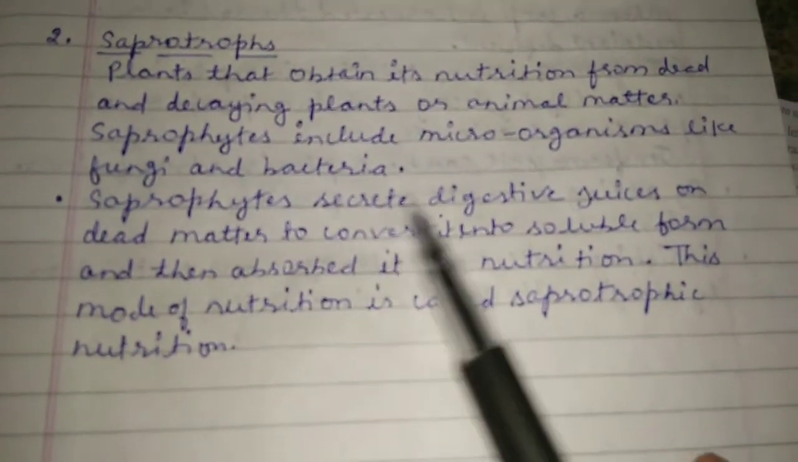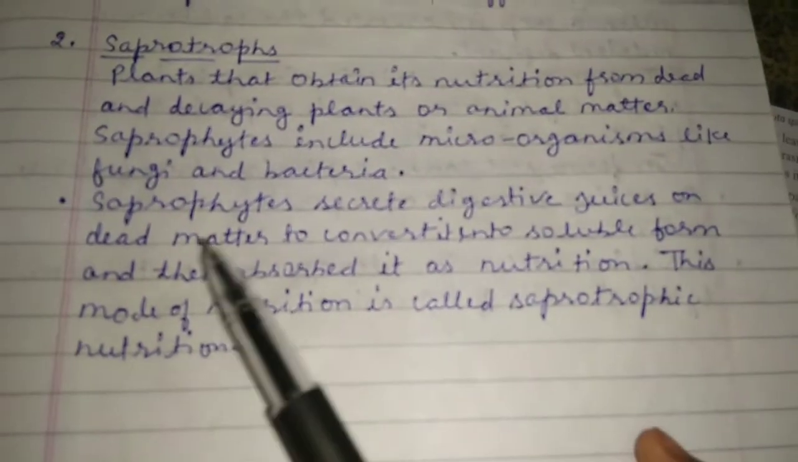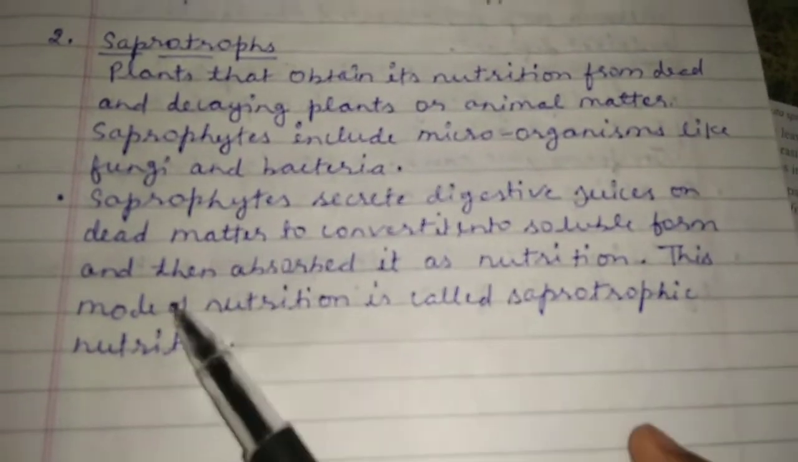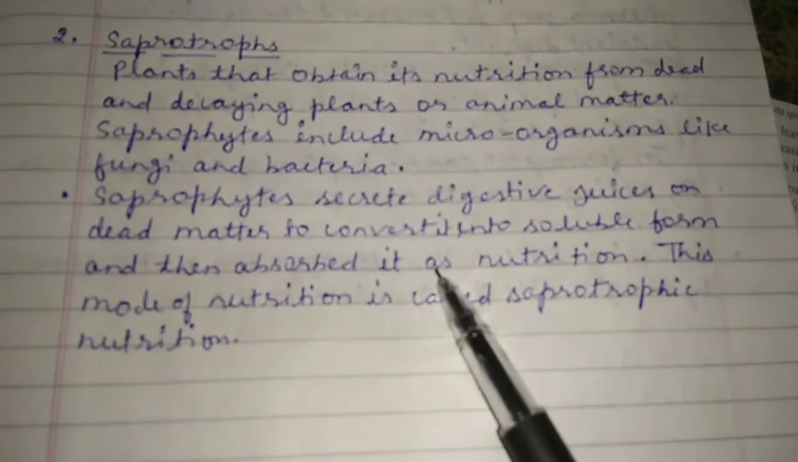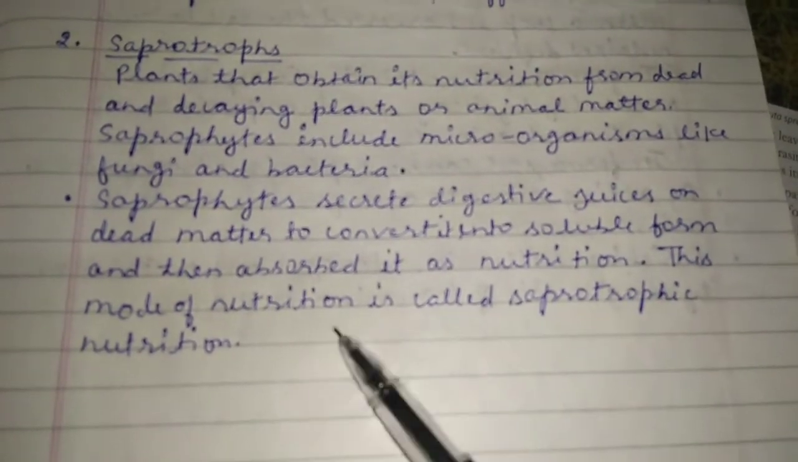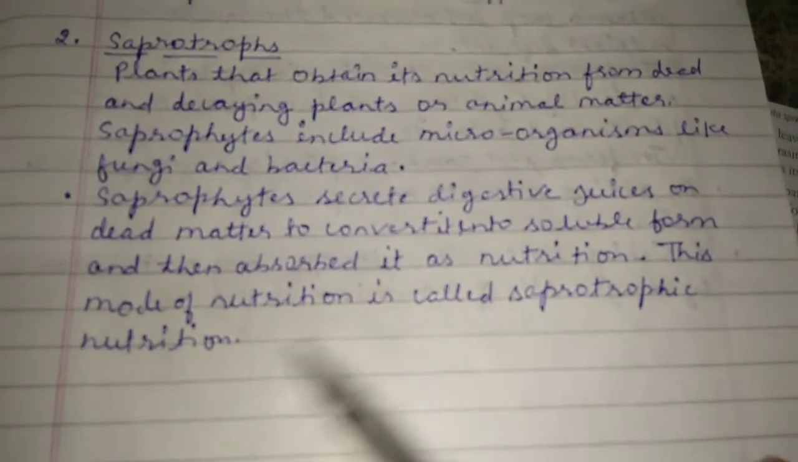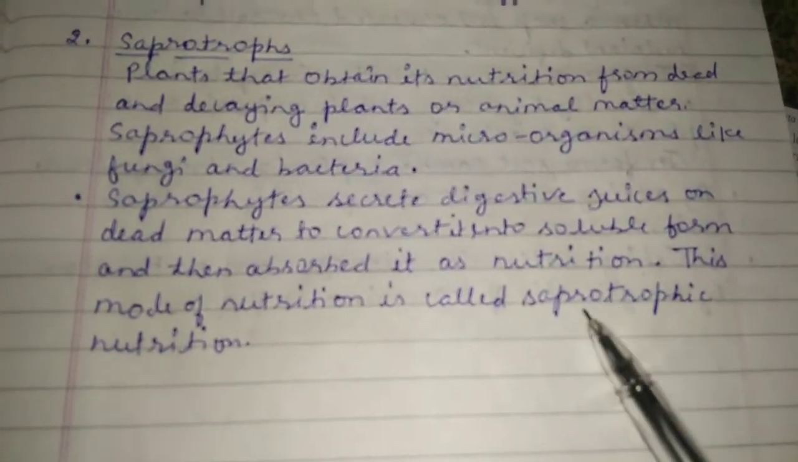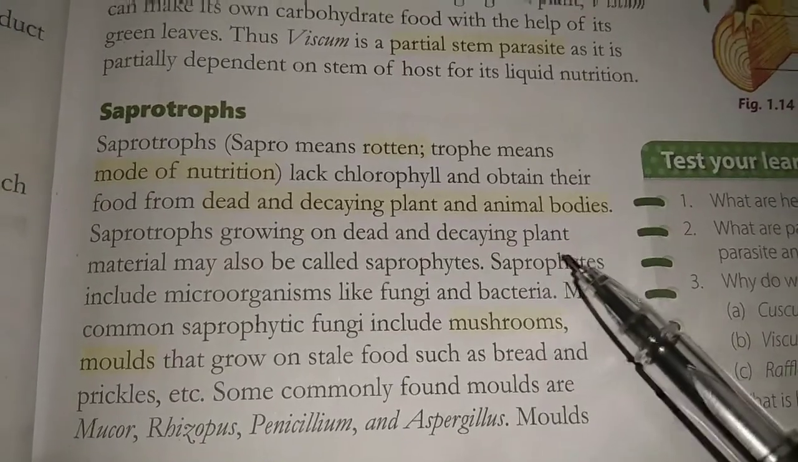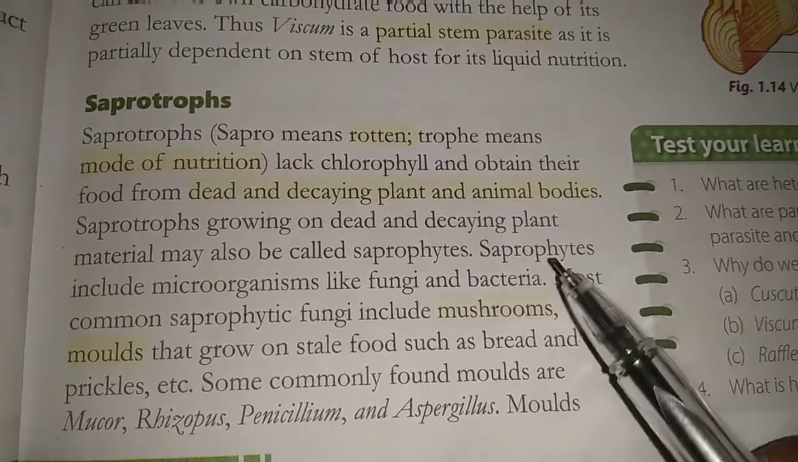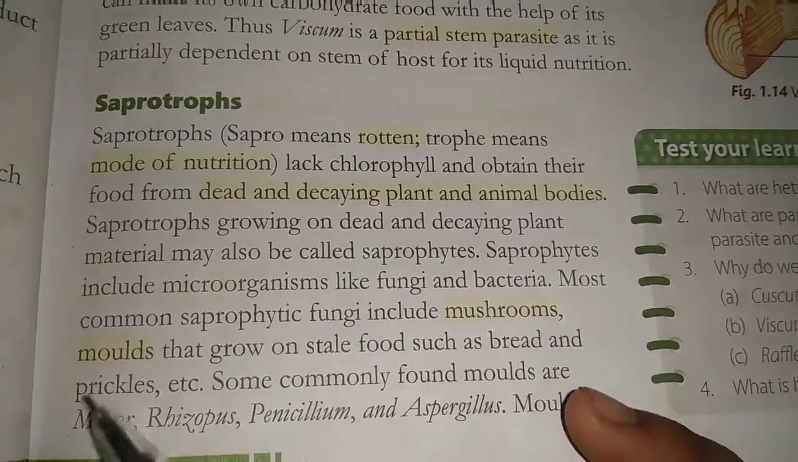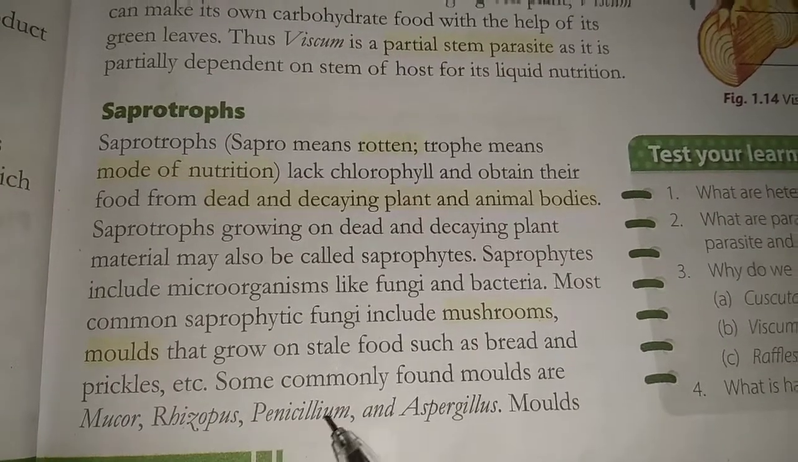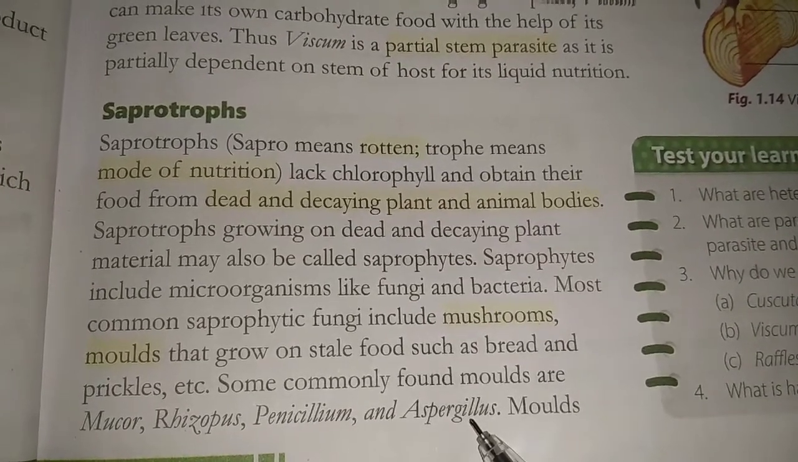So let's read it. Saprophytes secrete digestive juice on dead matter to convert it into soluble form and then absorb it as nutrition. This mode of nutrition is called saprotrophic nutrition. So, it is clear to you, I think. So, what are the examples of saprotrophs? Examples are mushroom and molds. And some common molds are rhizopus, penicillium and aspergillus.